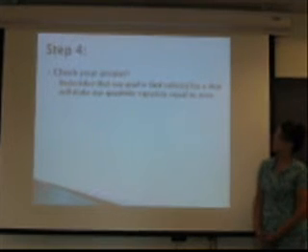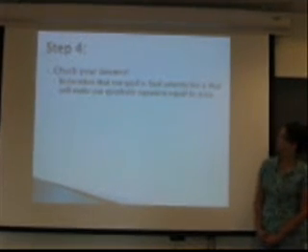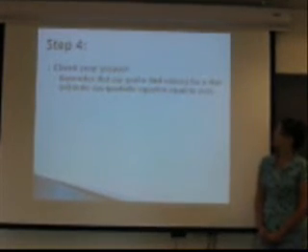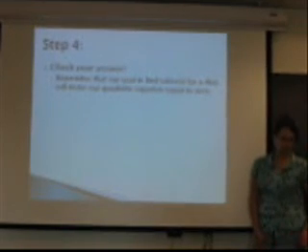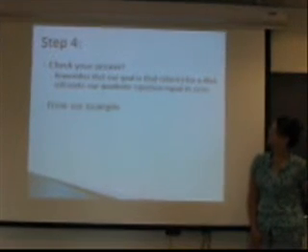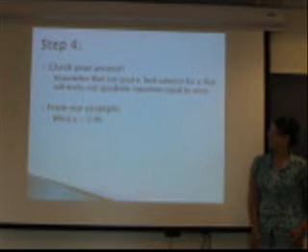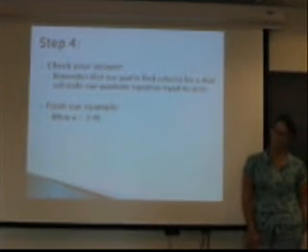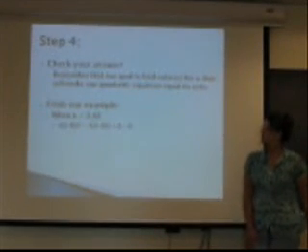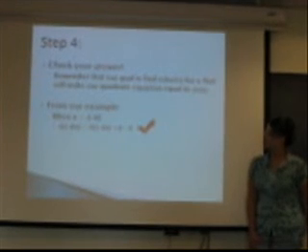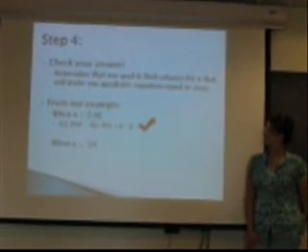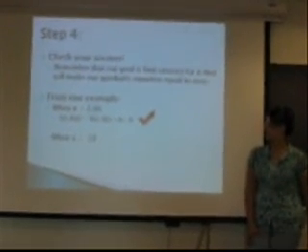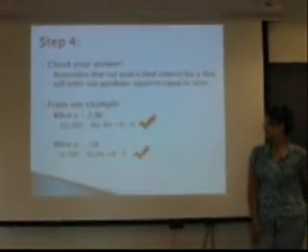Step 4 is the final step, and this is where we can check our answers. Remember that our goal in the beginning was to find values for x that make our quadratic equation equal to 0. Working back from our example, we had x is approximately 2.46. We plug that into our equation, and sure enough, we get 0. Plug in our other value, x is 0.54. Sure enough, we get 0.